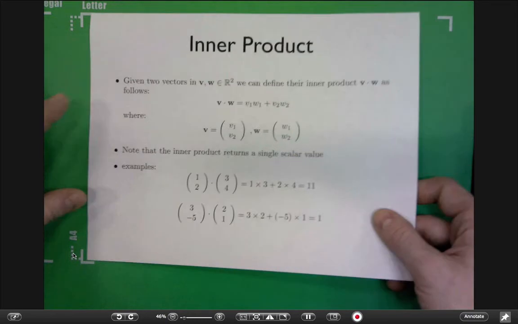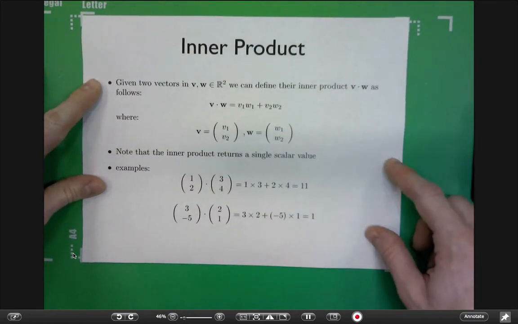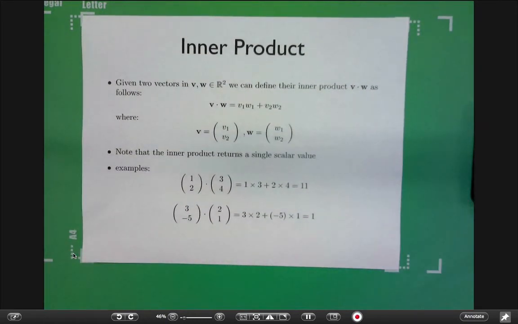Here is one basic operation we can do with vectors, and that's the inner product. And again, we are now talking relatively informally, but let's see how we can get just an intuitive understanding of these concepts. So what is the inner product?